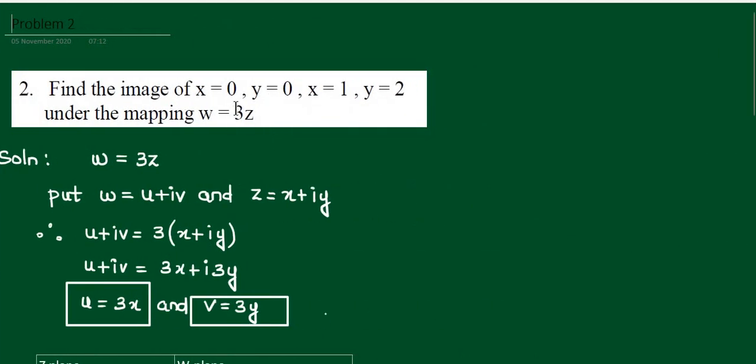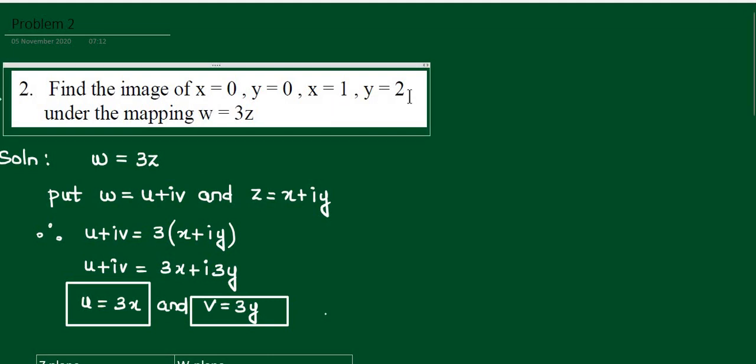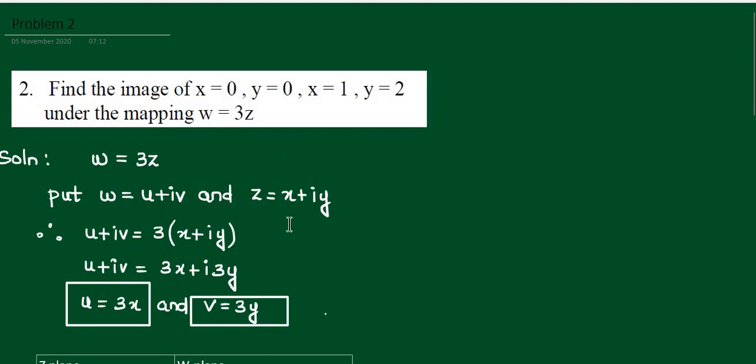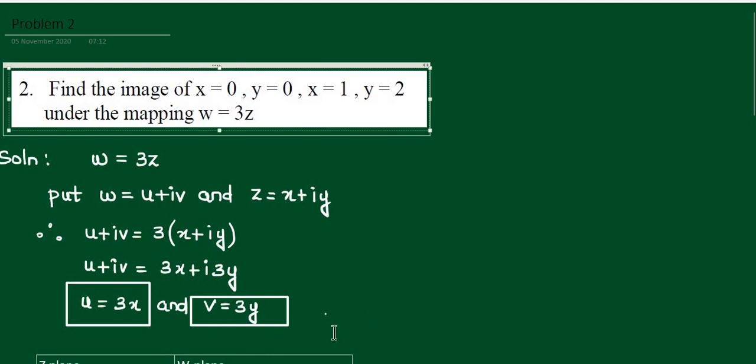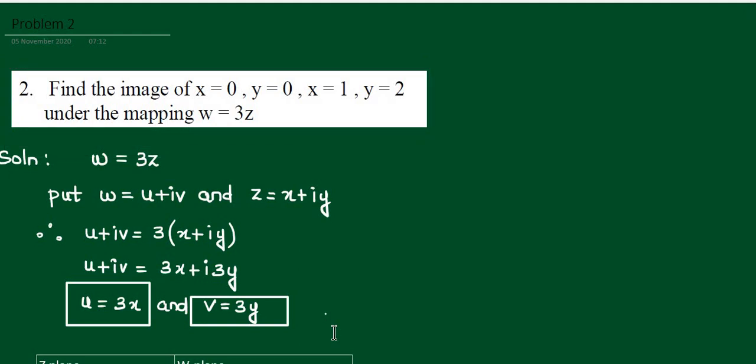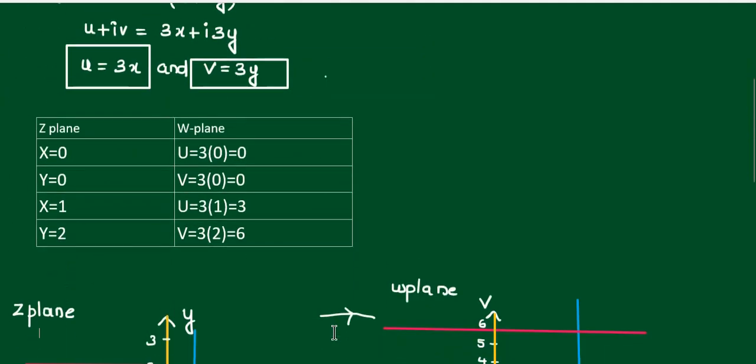Find the images of these lines under the mapping w equal to 3z. w equal to 3z is a rotation and a magnification transformation. Now, these equations are in terms of x and y, so that is the reason we are taking Cartesian coordinates. Put w equal to u plus iv and z equal to x plus iy, and then compare, you get u equal to 3x and v equal to 3y, that is u and v are now expressed in terms of Cartesian coordinates. Now, as in the previous problem, we can construct the table and then find out the images.